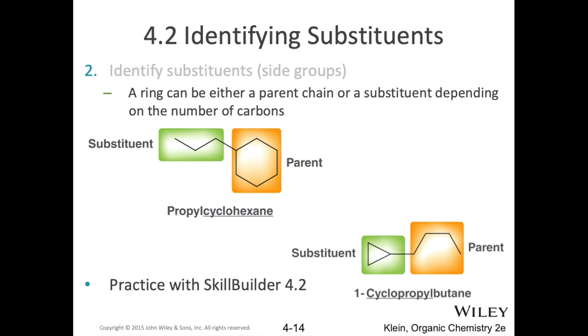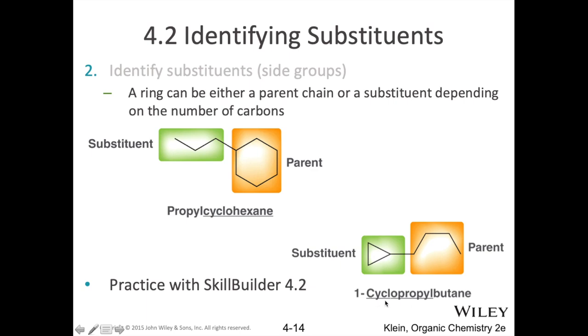So in some cases, a ring could also be a substituent if it's smaller than one of the branches coming off of it. So here, our straight chain part has 4 carbons, but our ring has only 3 carbons. So the straight chain part is butane, and that's our parent chain. And the ring, which has only 3 carbons, is cyclopropane, but it becomes a cyclopropyl group.